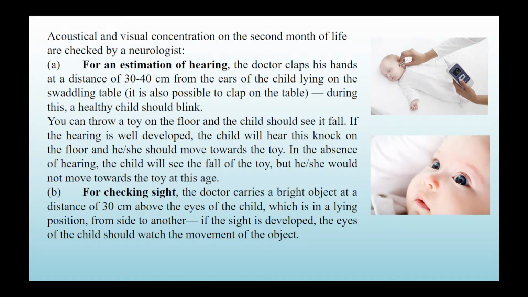Acoustical and visual concentration in the second month of life are checked by neurologists. For estimation of hearing, the doctor claps his hands at a distance of 30-40 centimeters from the ear of the child lying on a table. During this, the healthy child should blink.